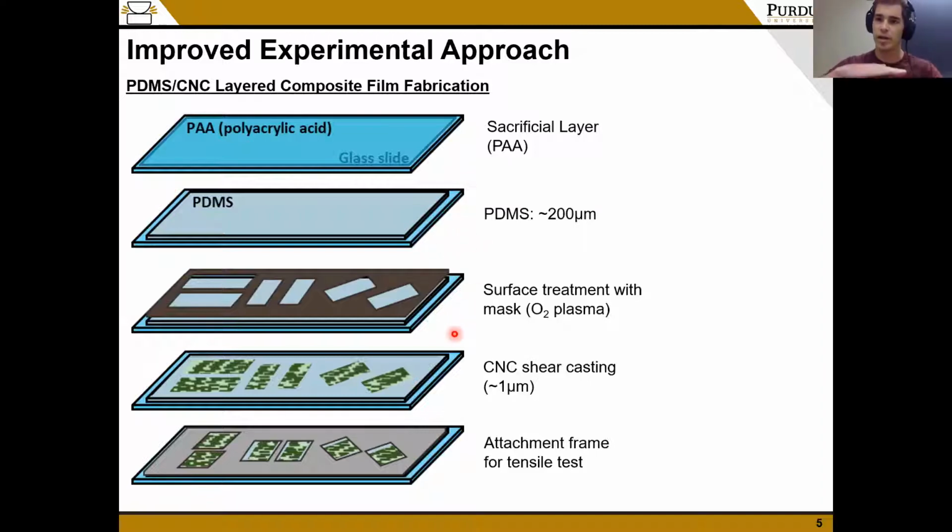We'll put a mask on top of that, and then we'll treat it with oxygen plasma. What that's going to do is oxidize the surface of the PDMS so that it makes water want to spread out and we can more easily cast CNC thin films. Then, since we put the mask on, it's only oxidized in certain areas, and we can localize our films to a certain part. Then we're going to put on a frame, it's a plastic frame, it just makes it easier to handle.